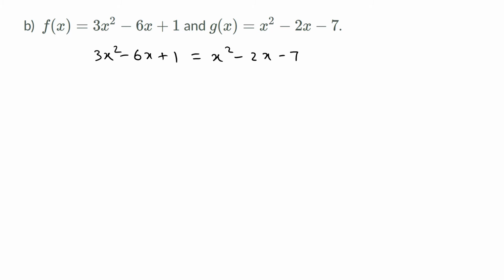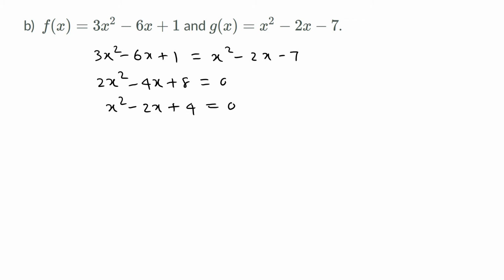And again, try to bring it to one side. So we subtract x², we get 2x². Then subtract −2x, that means add 2x, that means −4x. And subtract −7 means add 7, so it gets 8 = 0. Again, there's a common factor, we can divide by 2, so you get x² − 2x + 4 after dividing by 2. Now we try to find factors.